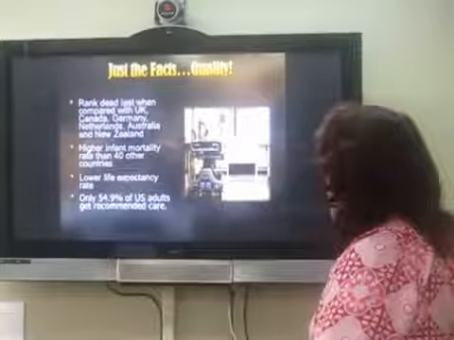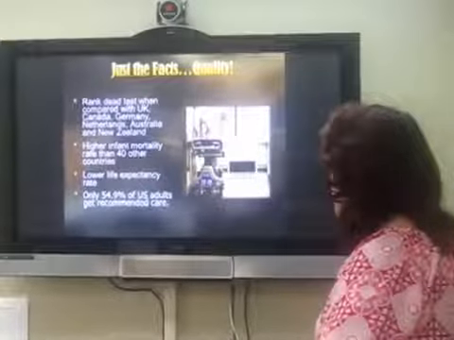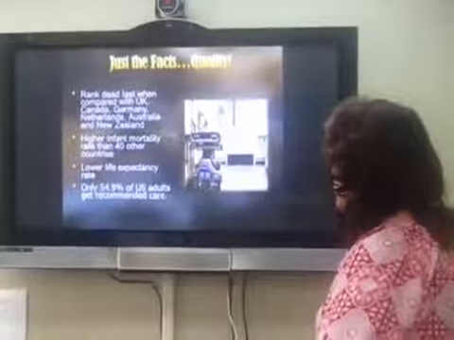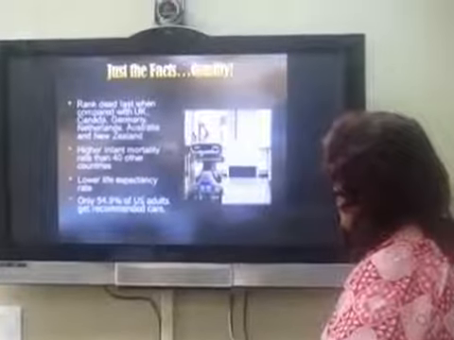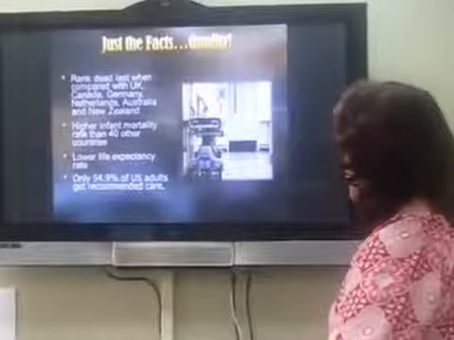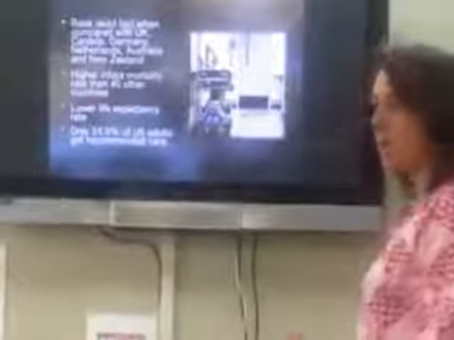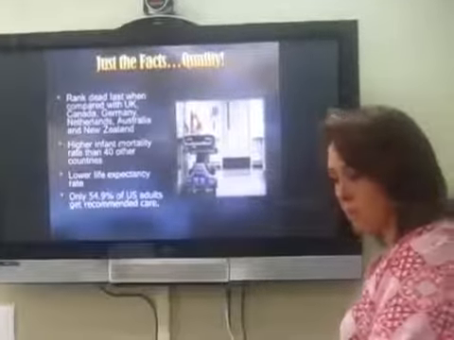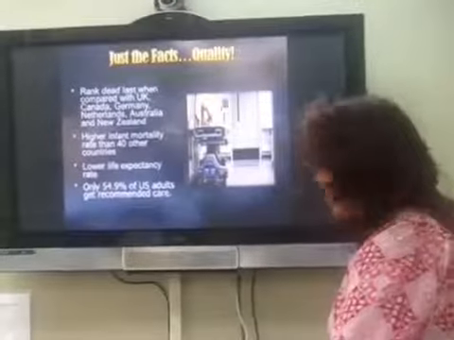In terms of quality, we rank dead last when compared with Britain, Canada, Germany, Netherlands, Australia, New Zealand. Like I said, we have a higher infant mortality rate than 40 other countries. We have a lower life expectancy, and only 54.9% of U.S. adults get recommended preventative care. That's only about half of us that get what we need. And again, to the first slide, we're spending twice as much as everybody else.